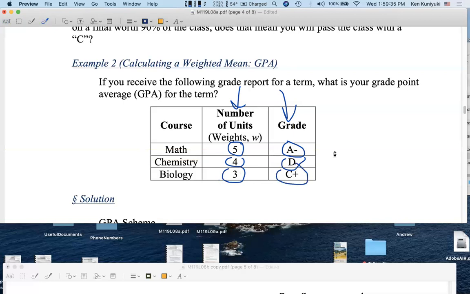I can tell right now you probably shouldn't be pre-med, don't operate on me, but let's figure out your GPA for the term. Now, we would expect that overall, your math grade, the grade for the 5-unit class, will have more of an impact on your GPA. But bear in mind, outliers could also matter. If you had gotten like an F in your biology class, whatever that means, then maybe that could have mattered quite a bit as well.